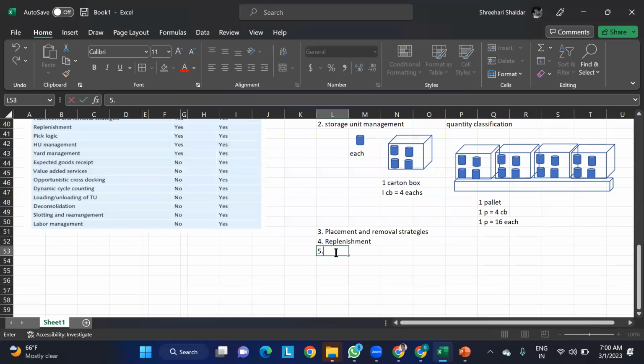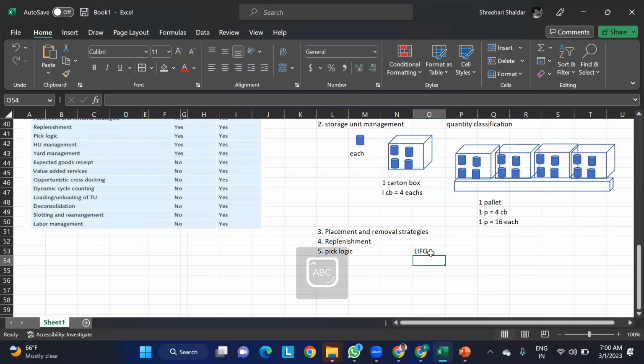And the fifth one will be looking at the PIC logic. What do you mean by this PIC logic? You might have heard about LIFO or FIFO logics. FIFO is nothing but the first in, first out logic. This comes in picking only, that is, how we are picking the material.